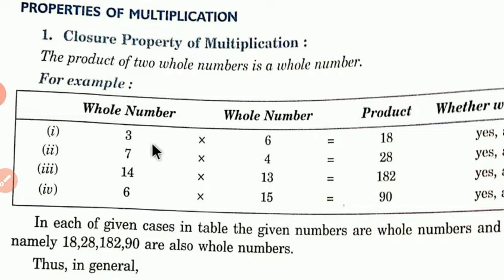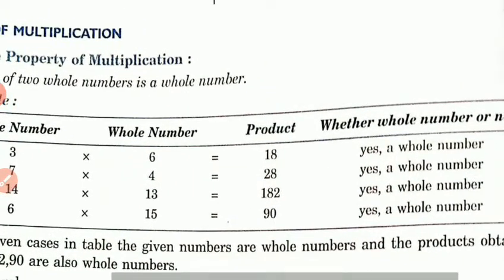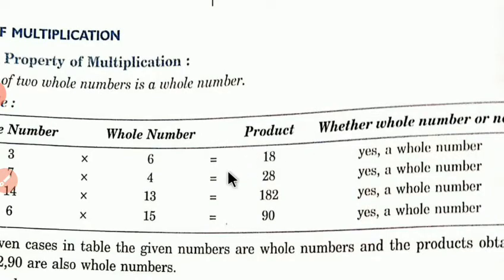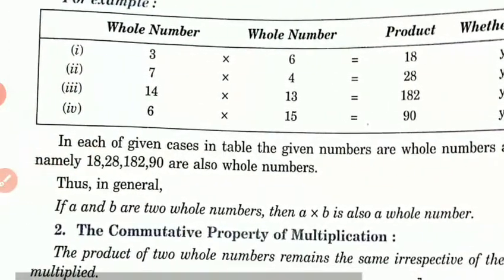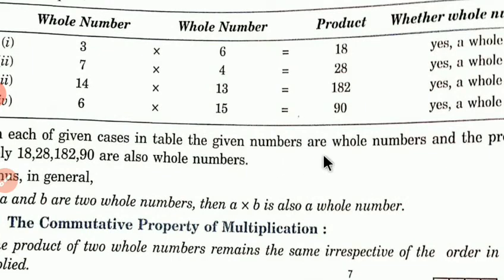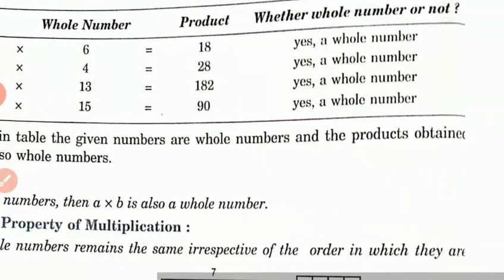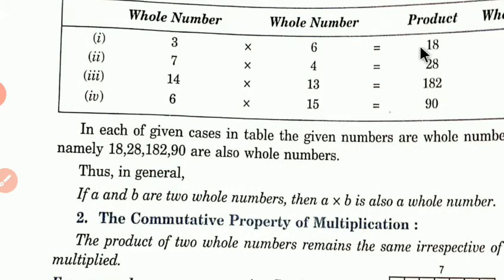For example, 3 and 6. These two are whole numbers. If you multiply 3 by 6 you get 18. So you can say that yes, 18 is also a whole number. Here some examples are given. In each of the following cases in the table, the given numbers are whole numbers and the products obtained, namely 18, 28, 182 and 90, are also whole numbers. So generally we can say that if A and B are two whole numbers, then A cross B is also a whole number. The product of two whole numbers is also a whole number.